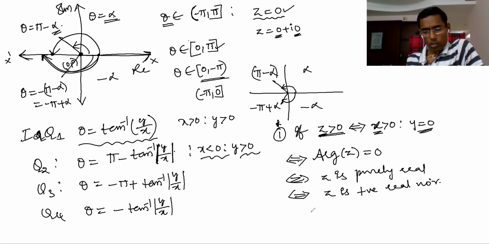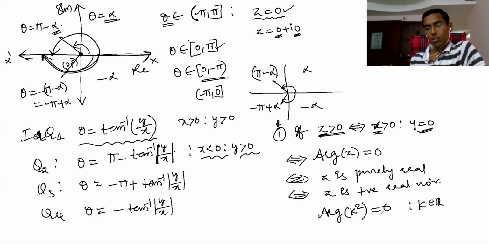So then, whenever this is the argument of any positive constant, if I put a positive constant, z is nothing but a positive constant only. So z is nothing but a positive constant, or z is k square. I'm writing, argument of k square is always 0. What is k? K is any real number. Its square is positive actually. So this is important.